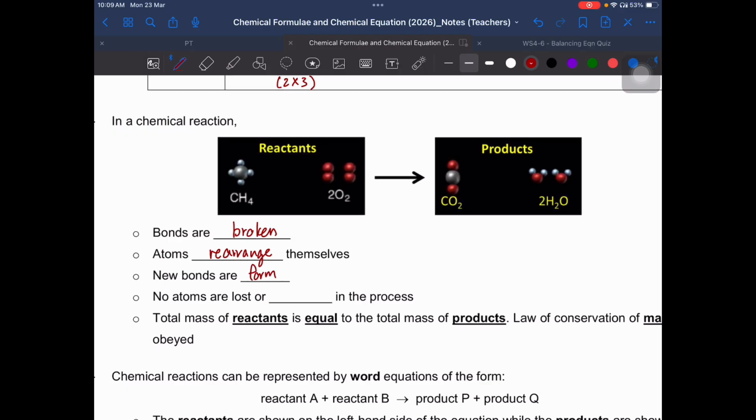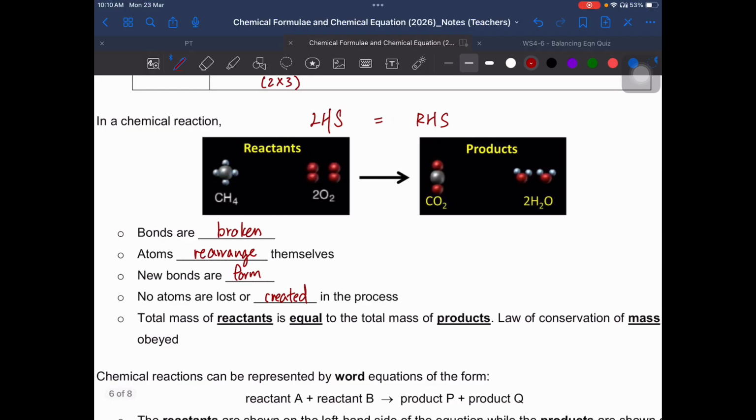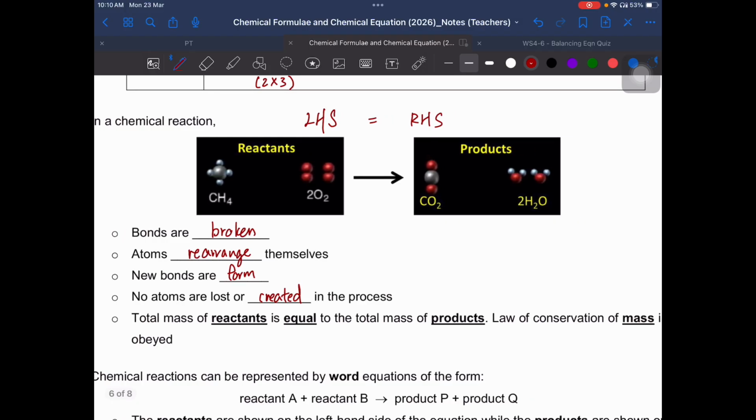But what's interesting in this whole process is that no atoms are lost or created, and that would mean that whatever you start with on the left hand side and whatever you have on the right hand side will be equivalent to one another. This will mean that the total mass of the reactants is equal to the total mass of the products, and that's what we call the law of conservation of mass.